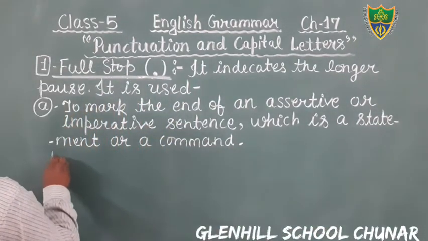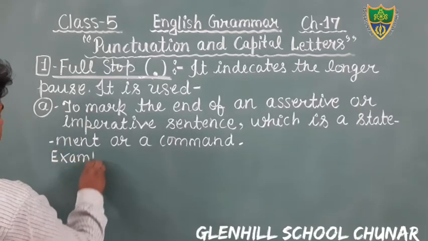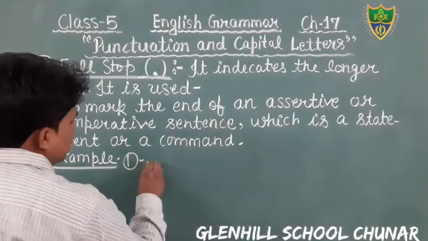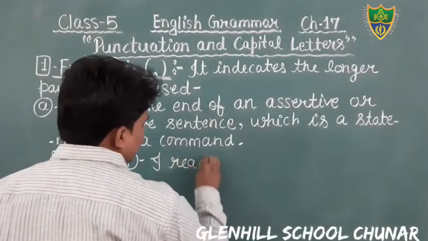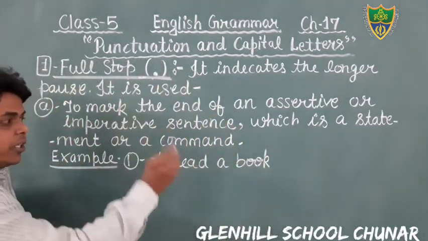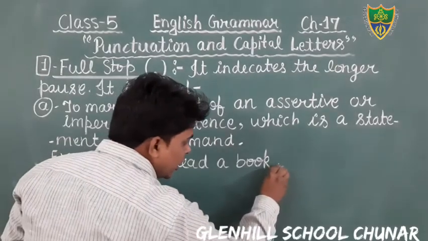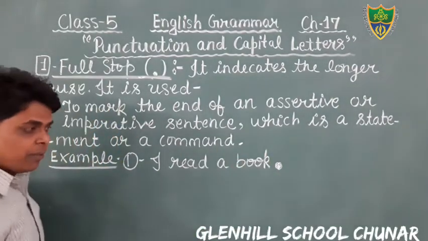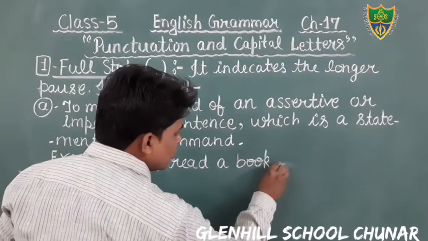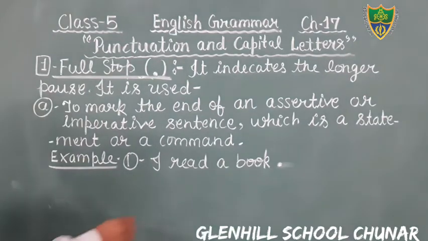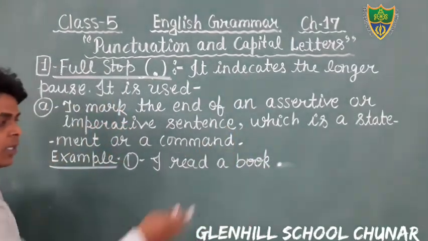And put the example. We can see the example also. I read a book. First example we will discuss. I read a book. This is what kind of sentence? That is an assertive sentence. So at the end of the assertive sentence, we will use the full stop. Okay, student, this is your full stop. Now don't make it so big, make it a little smaller. Okay, like this. I read a book. You have to use full stop at the end of the sentence.